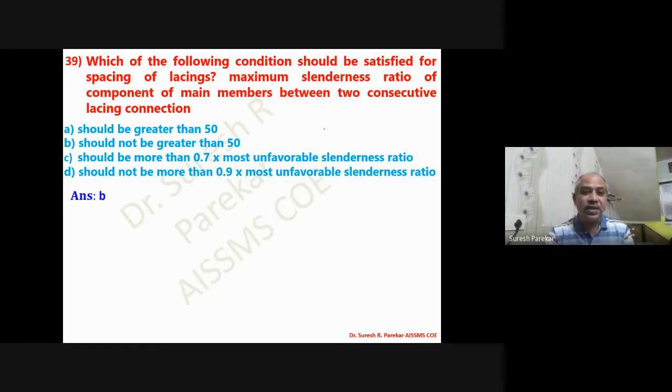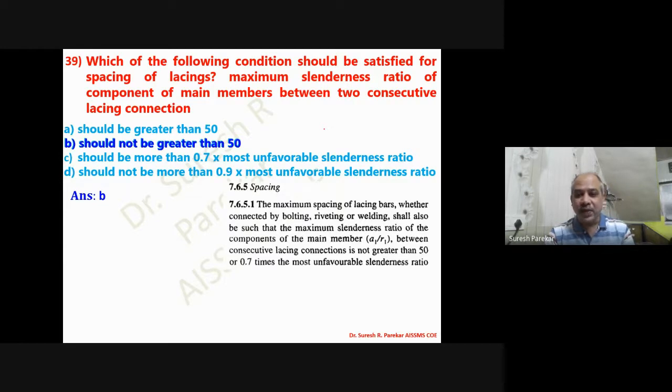It should not be greater than 50, and second, it should not be greater than 0.7 times lambda. So if we see the options, you will see the options are near about same. You can see this statement is most important, that the ratio between the consecutive connections is not greater than. So we should be very careful with this: should not be greater than.